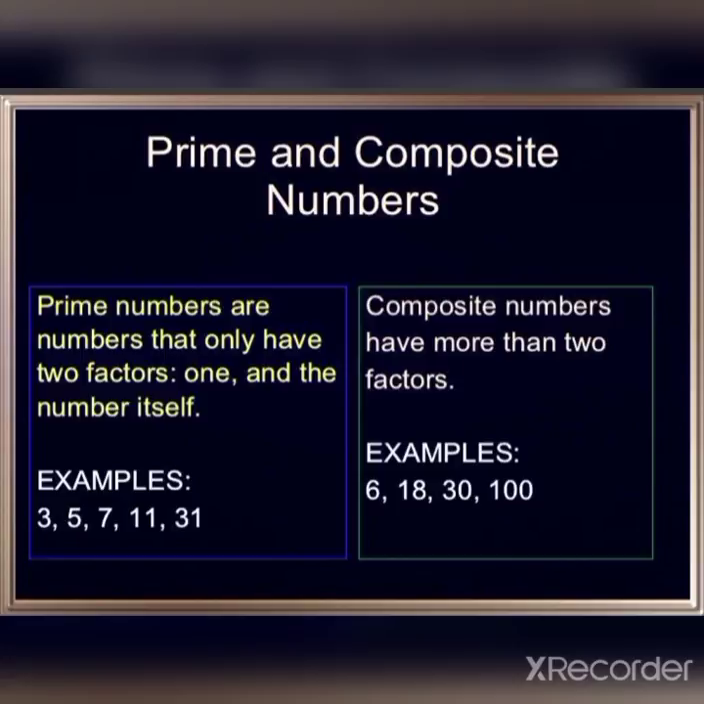Now let us talk about composite numbers. Composite numbers are those numbers which have more than two factors. Like 4. The factors of 4 are 1, 2, 4. So there are three factors of 4, which is more than two factors. So 4 is a composite number. 6 is also a composite number. 18 is also a composite number. 30 is also a composite number, and 100 is also a composite number.